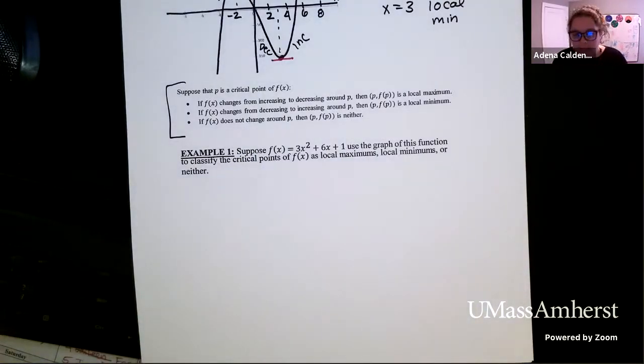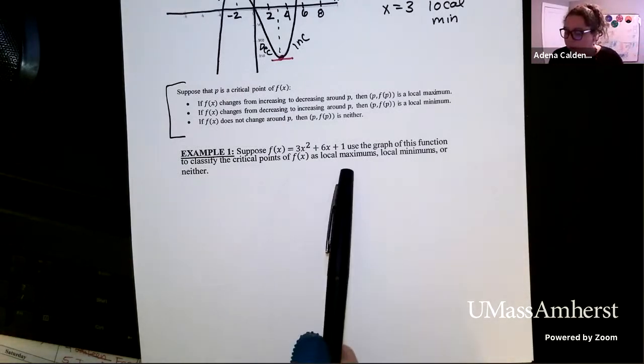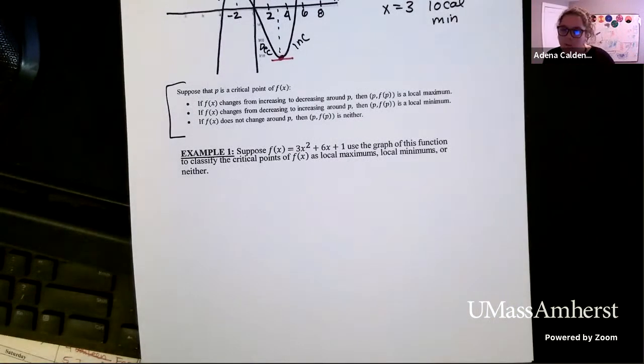So you can do this on a calculator. You can plug in a couple values to get a general sketch of the graph. We know it's going to be a parabola. And then once you know what it looks like, you should be able to state whether that critical point is a local max or a local min.